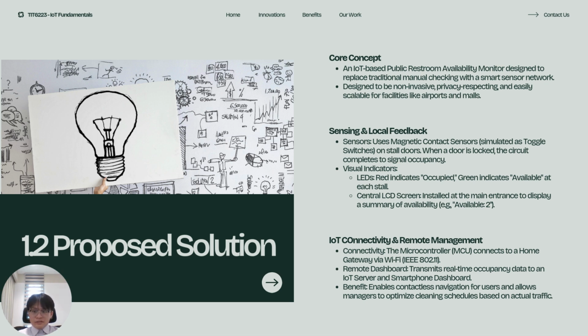When a user locks the door, the sensor completes its circuit and sends a signal to the central microcontroller. The microcontroller immediately processes this logic to control the local indicators. Outside each specific stall, a red LED will light up to indicate occupied and a green LED will indicate available.